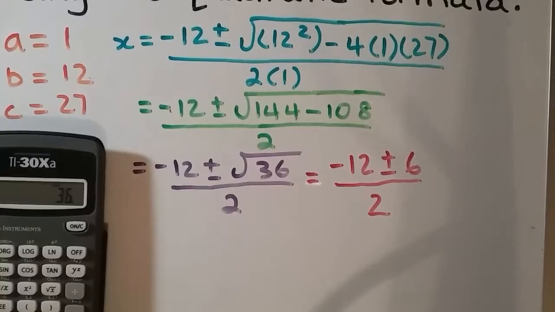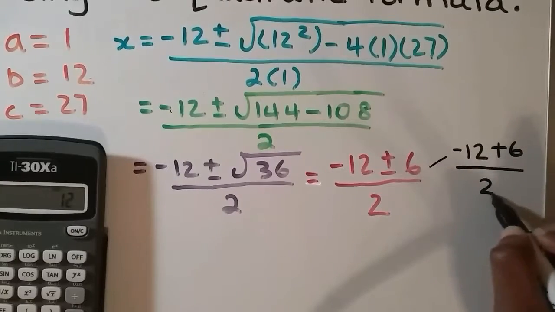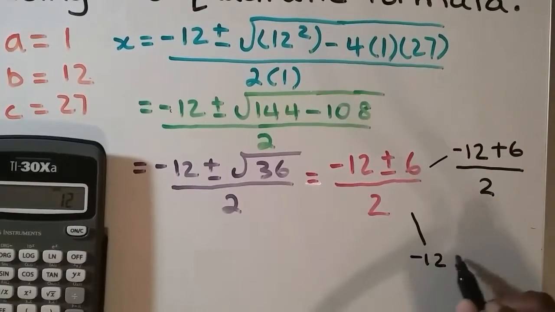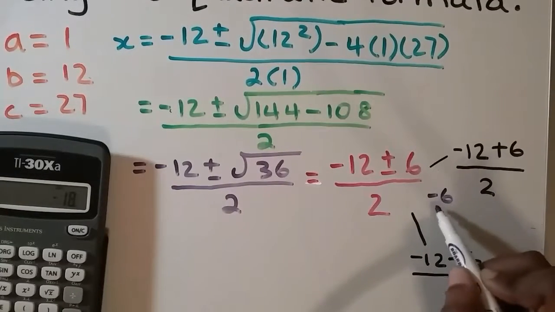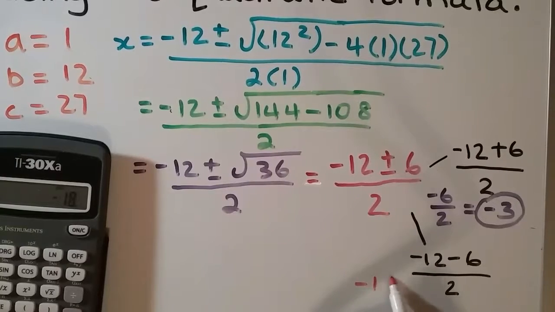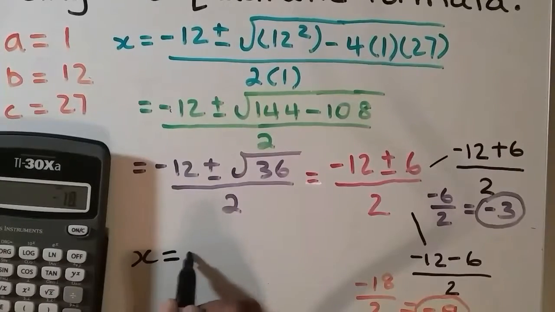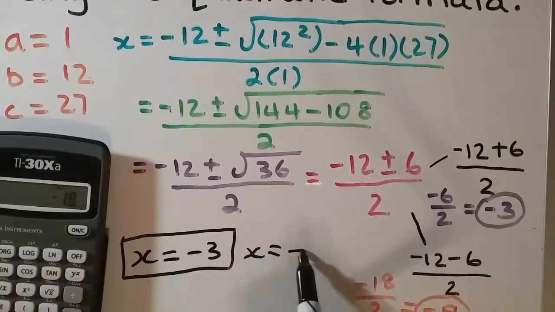Now, since we have our plus or minus, we want to split our equation into negative 12 plus 6 over 2 and negative 12 minus 6 over 2. For our first mini equation, we get negative 6 divided by positive 2, which simplifies to negative 3. For our second mini equation, we get negative 18 over 2, and that simplifies to negative 9. Since this is a quadratic equation, we get two zeros or solutions, and they are negative 3 and negative 9.